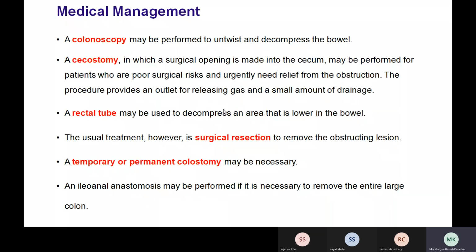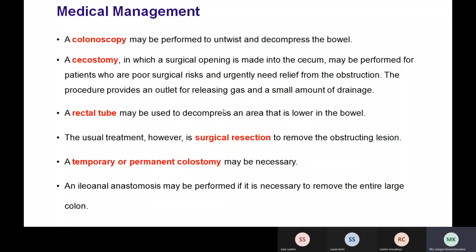First, colonoscopy is done to untwist and decompress the bowel. So here it can be used for therapeutic purposes. Otherwise, colonoscopy is done to visualize the colon and find out the abnormalities in it. Then there is something called cecostomy. Cecostomy is a surgical opening made into the cecum, which may be performed for patients who are poor surgical risks and require urgent relief from the obstruction. This will provide an outlet for releasing the gas and a small amount of drainage. That is the second procedure which may be one option.